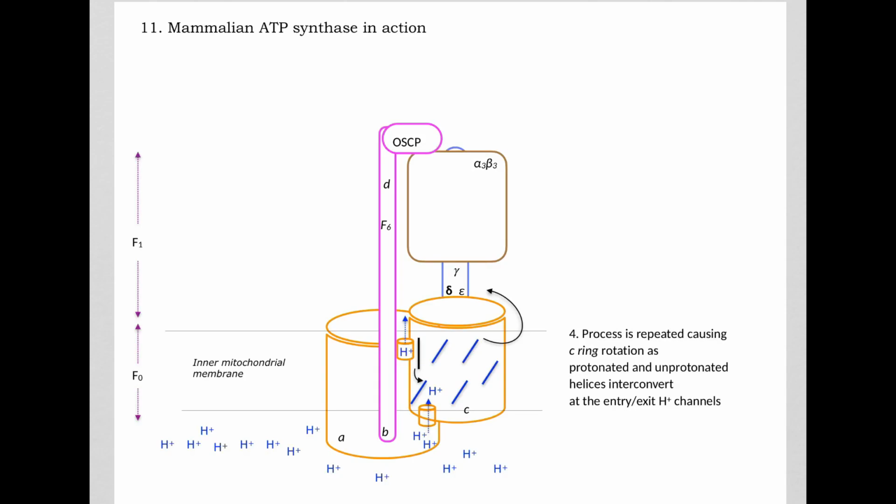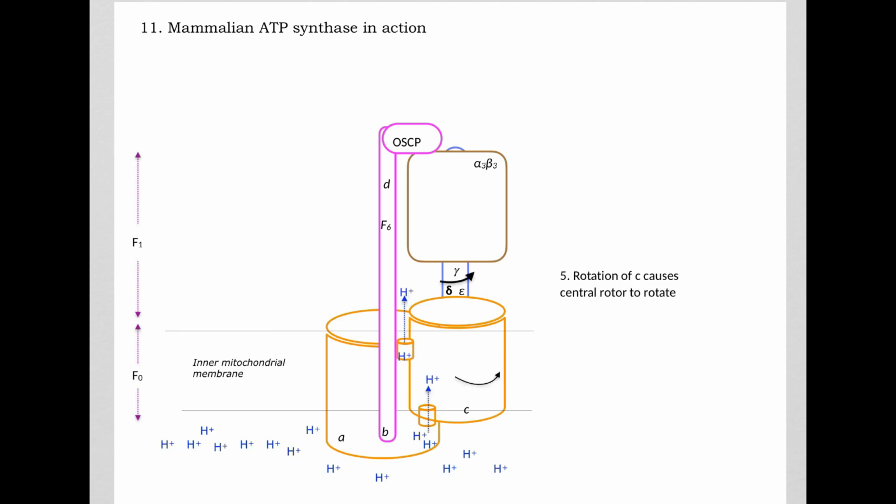So this process is repeated as more helices change from the unprotonated to the protonated form and cause pushing against the A subunit, and that leads to a continuous rotation of the C ring as protons enter the enzyme. Now the rotation of the C ring is going to rotate the central rotor. So now this central rotor is going to also start rotating.